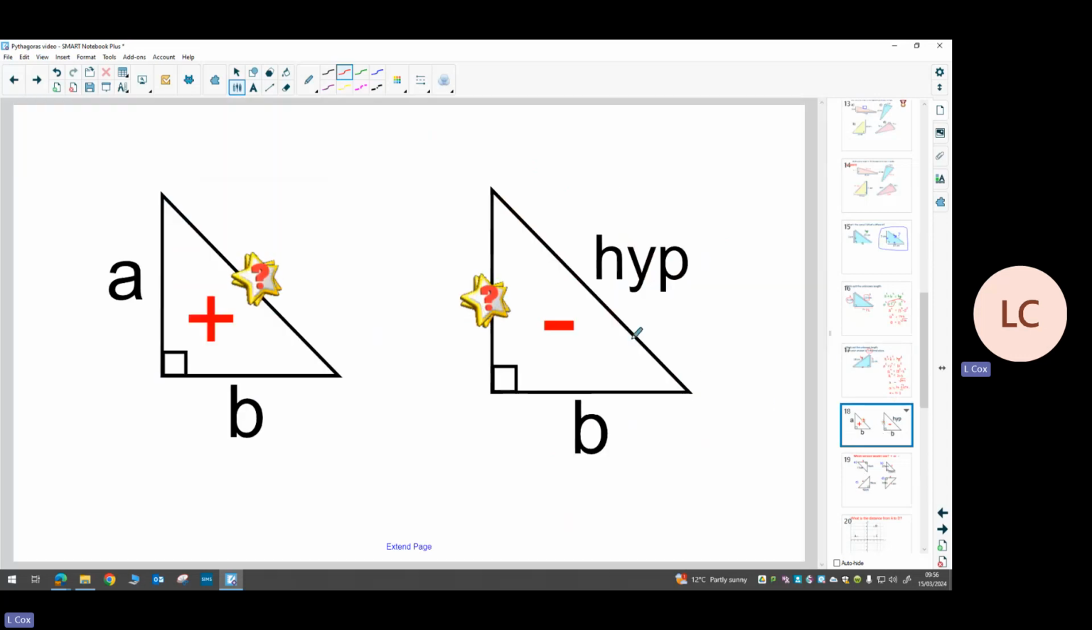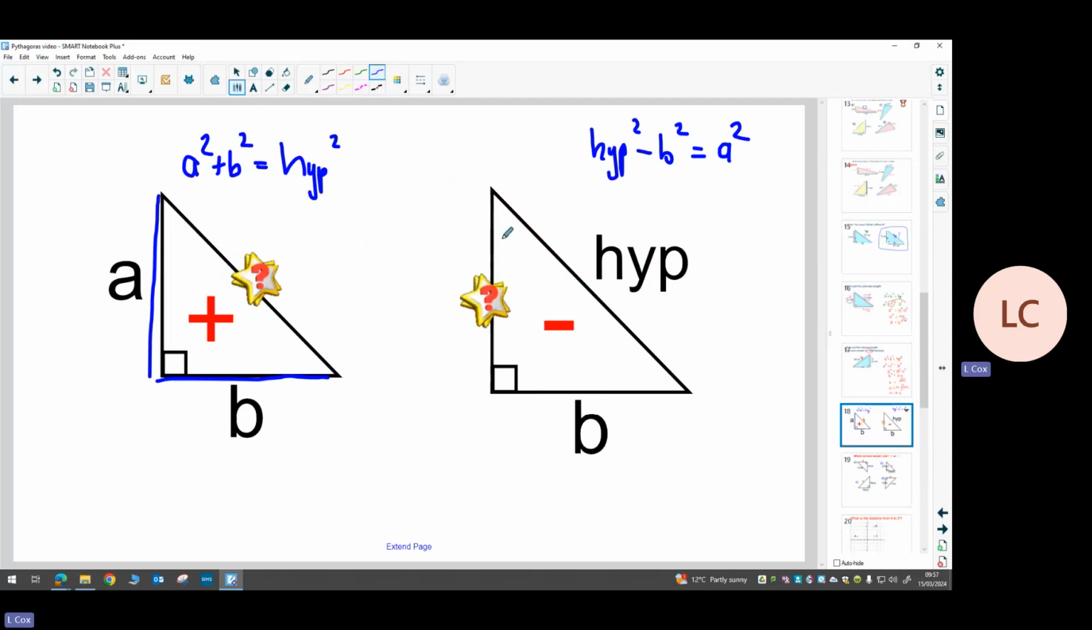So what have we learned? We have learned, and this is worth jotting down, if you know the A and the B, you have to use an add version, which means A squared plus B squared equals the hypotenuse squared. If you already know the hypotenuse, we actually end up doing hypotenuse squared, take away B squared, and that will give me what A squared is. So we would use the take away version. So if I know both of these straight sides and don't know the hypotenuse, I use the add version. If I know the hypotenuse, I use the take away version.